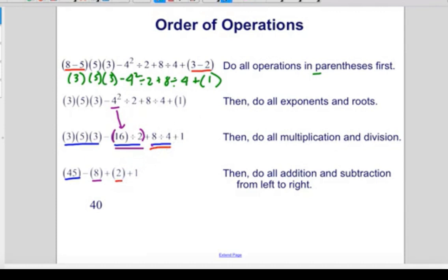And see how we still have this 1 hanging out on the end because that's just addition. So we're going to deal with that at the end as well. And so now you see we have 4 terms. We do all of the addition and subtraction from left to right. So 45 minus 8 plus 2 plus 1 gives us 40 as our final answer.